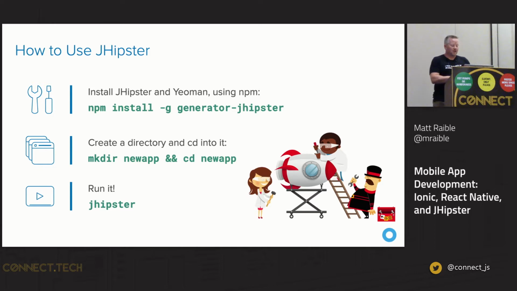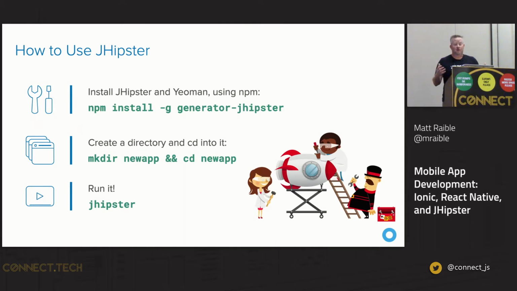To use JHipster, you can use the command line and do an npm install of generator-jhipster. The reason we have that generator prefix is because that was a convention from Yeoman. If you look up Yeoman and look at its generators, JHipster is by far number one over the years. And then you can create a new directory and cd into it.